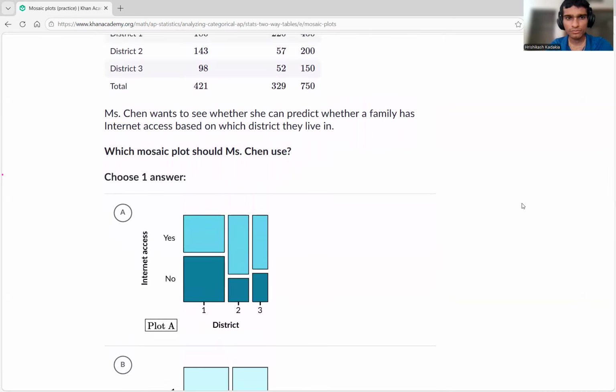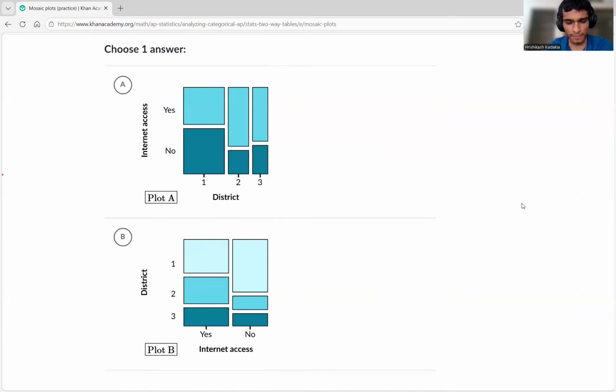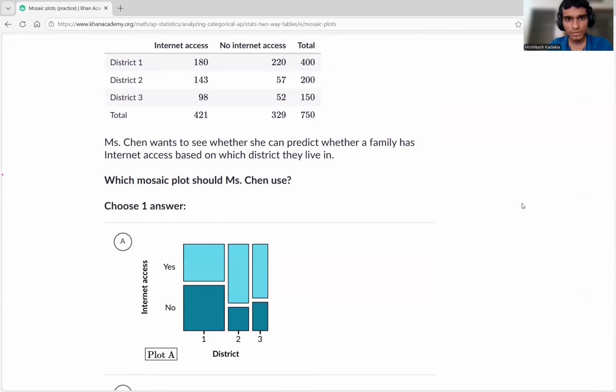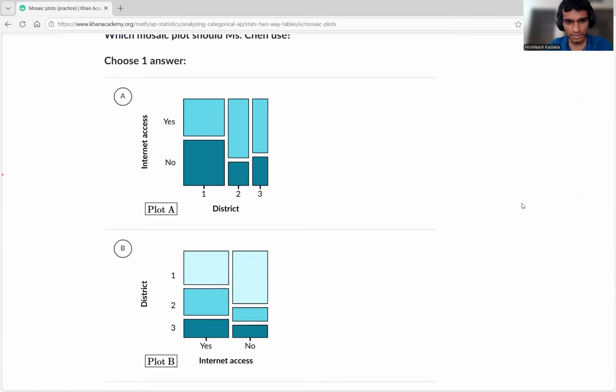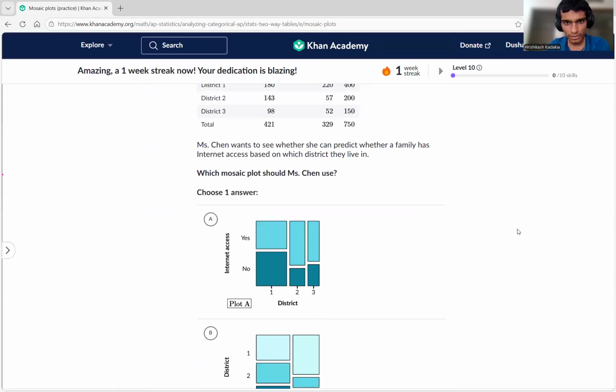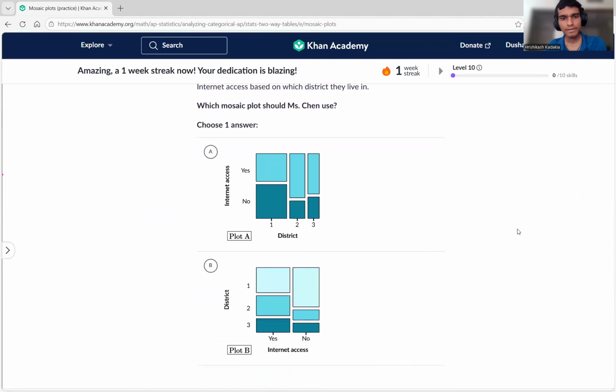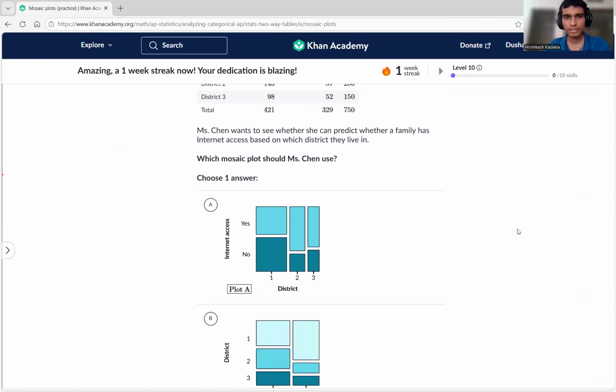Okay, this one is also 98 and 52. Plot B also seems like it, right? Yeah. But I think there we do see some major difference. Is there any difference? Let me see. Wait, 143 and 57. Okay. And then what do we have? 98 and 52.